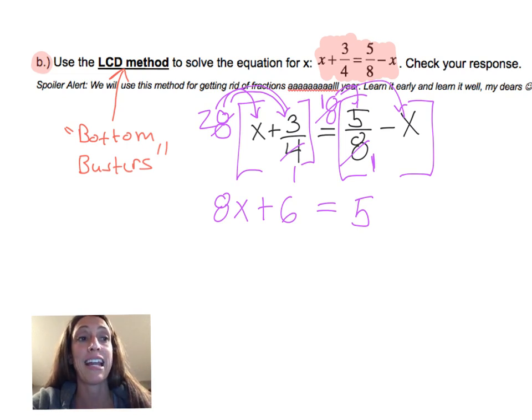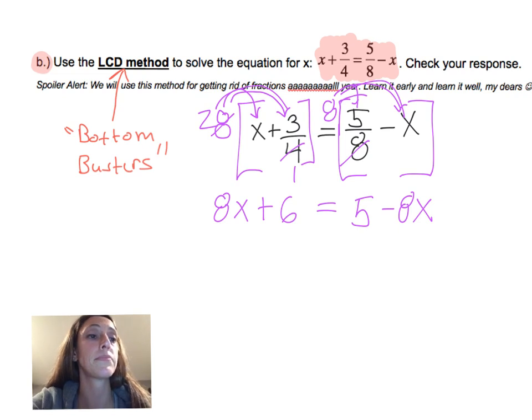But it's not like that 8 really went away, because I still have to distribute it. I just don't want that to be misleading. I still have to distribute that 8 to the x as well. So this will be minus 8x. So yeah, I distributed the 8: 5/8 of 8 is just 5, and then I have my minus 8x there too.